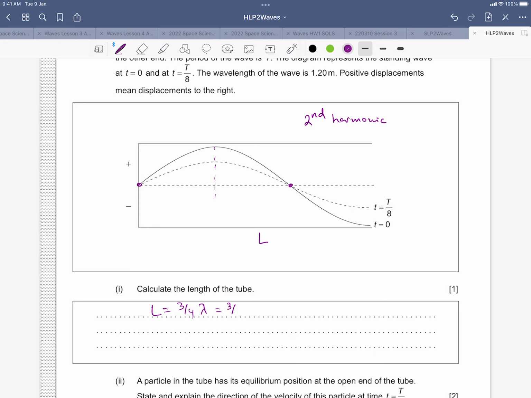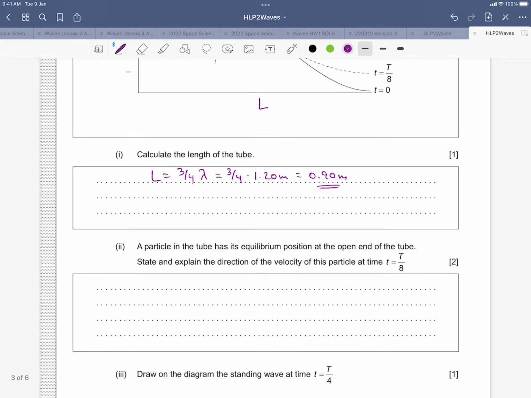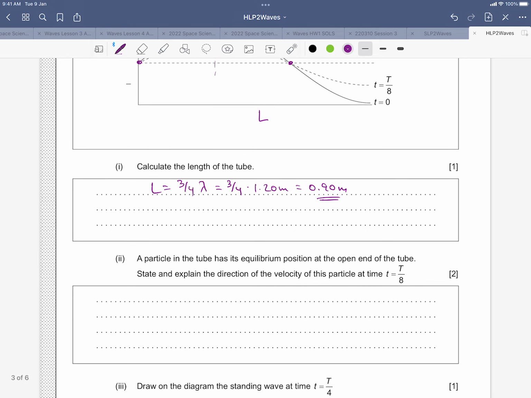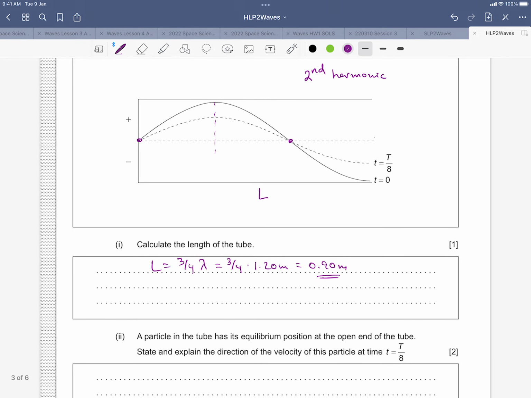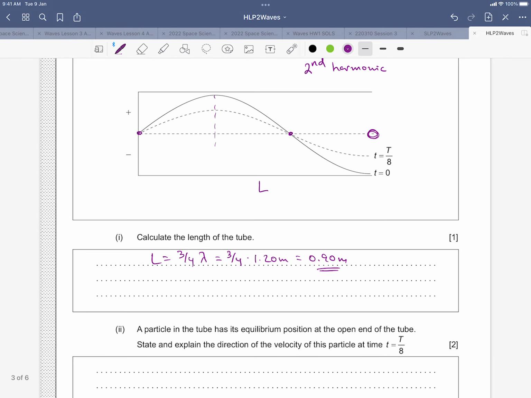And they gave the wavelength to us, 1.2 meters. So we get the final answer. There you go. Then we have a particle in the tube, and it is at the open end, so equilibrium position is over here at the open end. State and explain the direction of the velocity at that time.